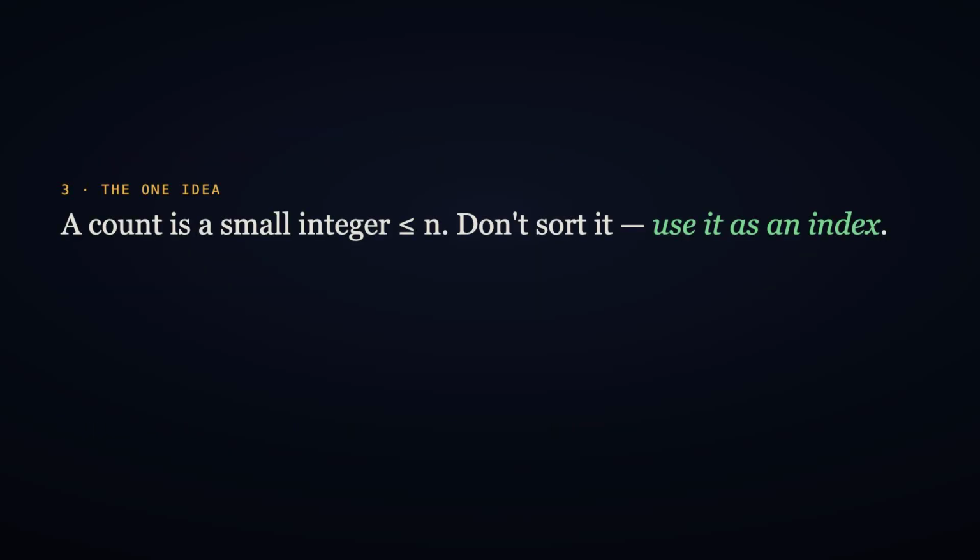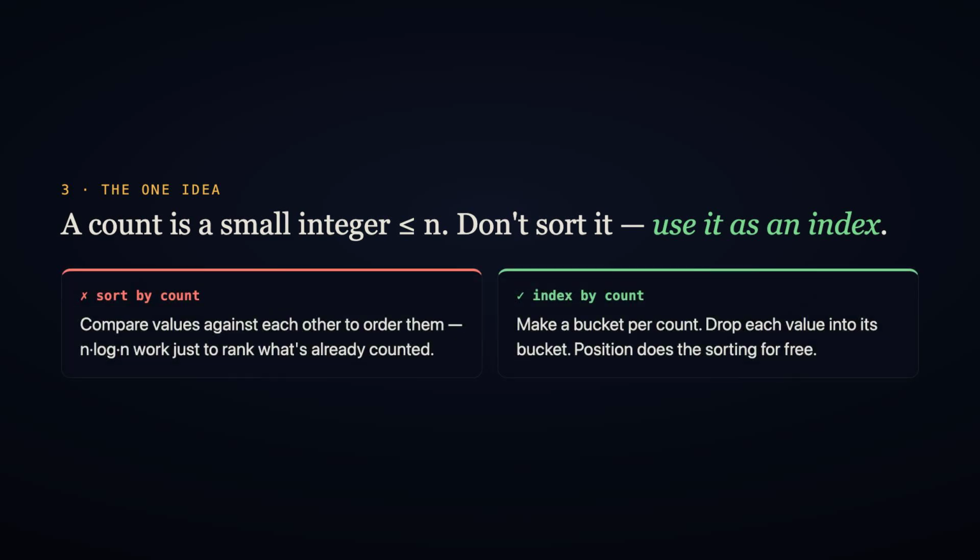Here's the one idea. Look at what a count actually is. It's a small whole number. In an array of n items, no value can appear more than n times, so every count lands somewhere between 1 and n. And whenever your key is a small integer in a known range, you don't sort it. You use it directly as an index. So instead of sorting values by their count, we make a row of buckets, 1 per possible count, and drop each value into the bucket matching how often it appeared. The counts sort themselves just by where they land.